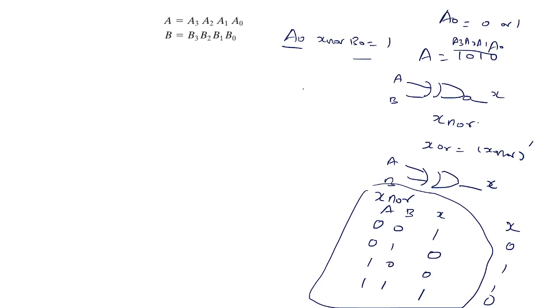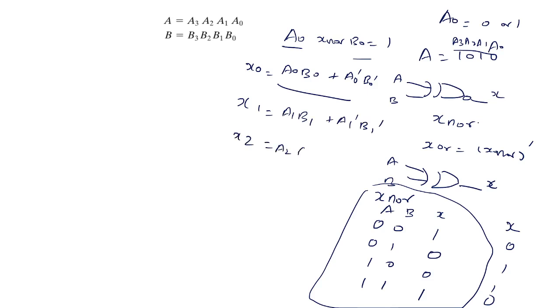So how do you write the XNOR operation? For example, X0 is equal to A0 B0 or A0 prime B0 prime. This is the Boolean expression for the XNOR operation. If this output is 1, I can say A0 is equal to B0. Similarly, X1 is equal to A1 B1 or A1 prime B1 prime. Similarly, X2 is equal to A2 B2 or A2 prime B2 prime. Next, X3 is equal to A3 B3 or A3 prime B3 prime.